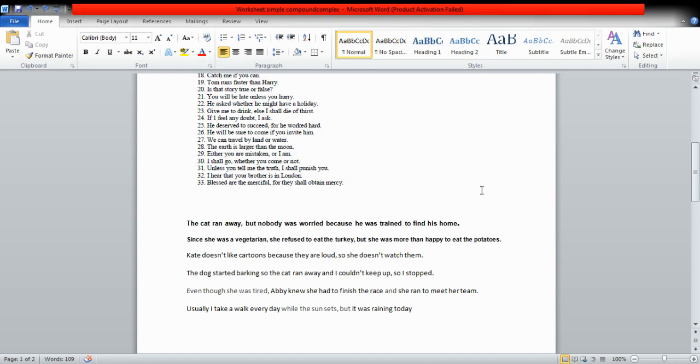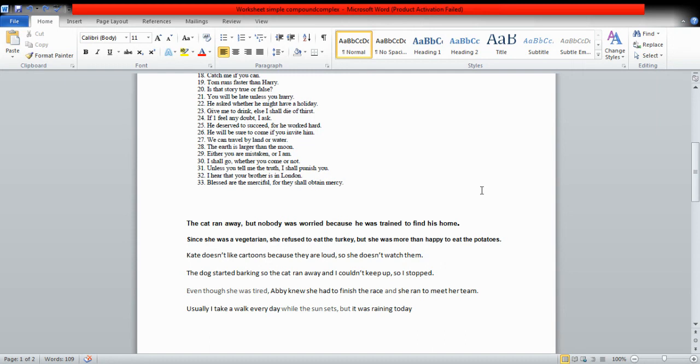Since she was vegetarian, subordinate clause, she refused to eat the turkey, independent clause, but she was more than happy to eat the potatoes, again independent clause. So it will be a compound complex sentence. Kate doesn't like cartoons, independent clause, because they are loud, subordinate clause. So she doesn't watch them, independent clause.